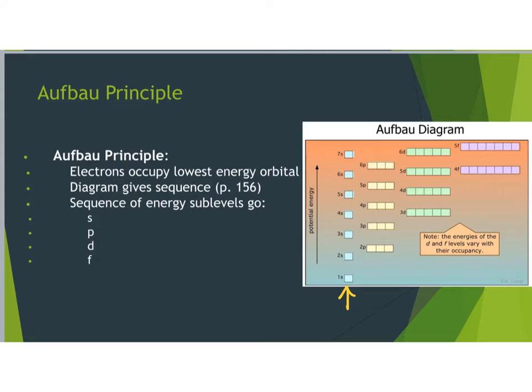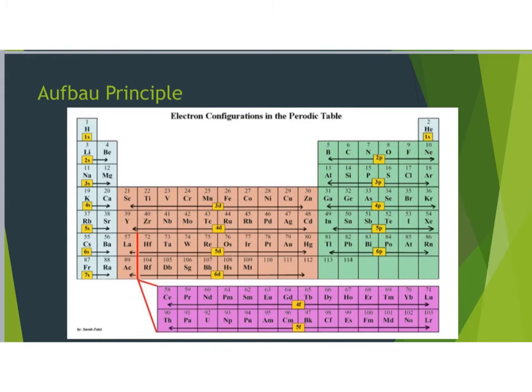Ultimately what you need to know is that there are four sublevels. We did briefly talk about these yesterday, and those four sublevels are right here. These are something that you will need to know. We have sublevels s, p, d, and f.